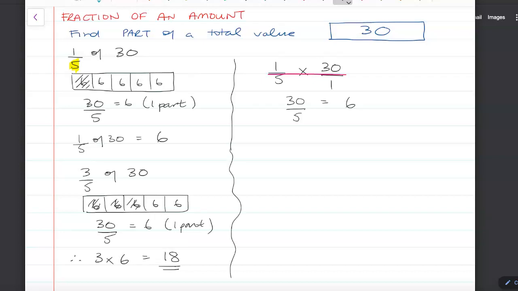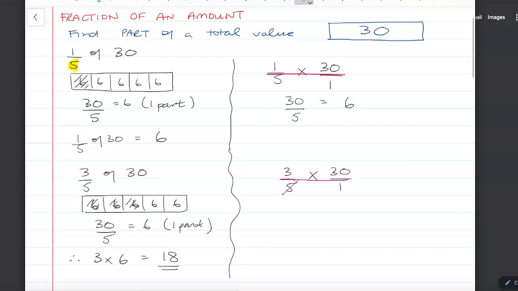Completing a calculation, 3/5 of, which means lots of, 30 over 1 as a whole. What we can do here, because we've got multiplication, we can simplify the 30 and the 5. 5 goes into 5 once, 5 goes into 30 6 times, which leaves us with 3 times 6 over 1, which leaves 18. So 3/5 of 30 equals 18. So using a fraction to find a part of a total value is quite easy. So let's use this idea with percentages.